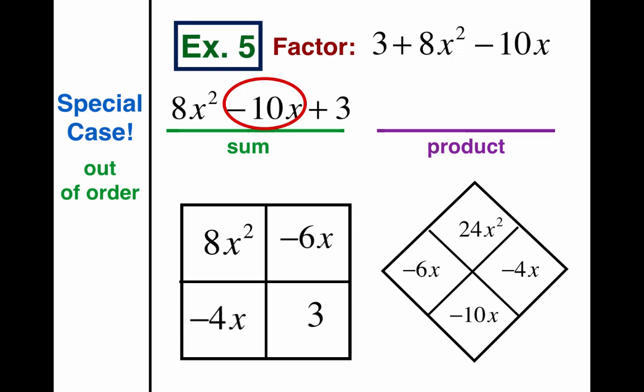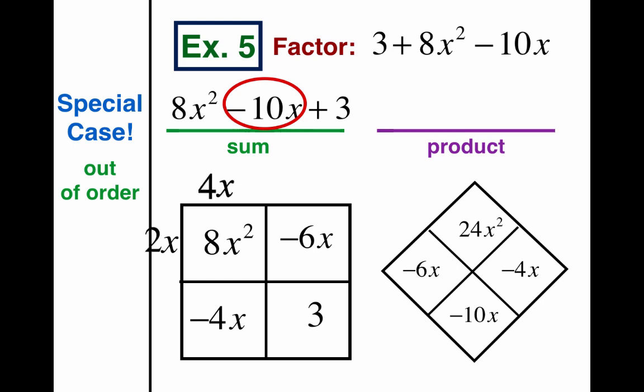I'm going to put those in my boxes. And then I'm ready to start completing my rectangle. So let's see, we have to do the outside first. X times x is x squared. To get an 8, I think I'll do 4 times 2. That should work. 4 times 2 gives me 8, so I'll have 8x squared.